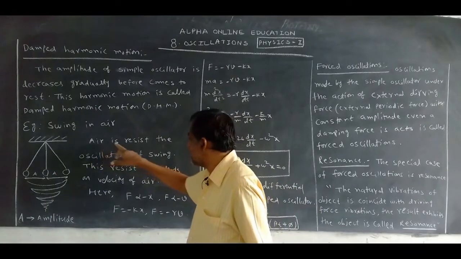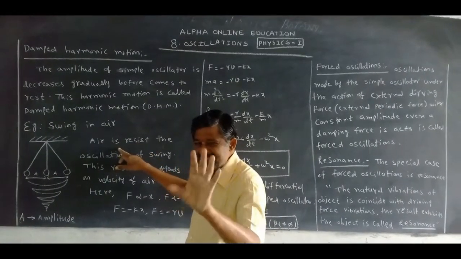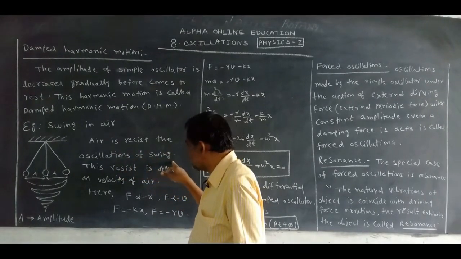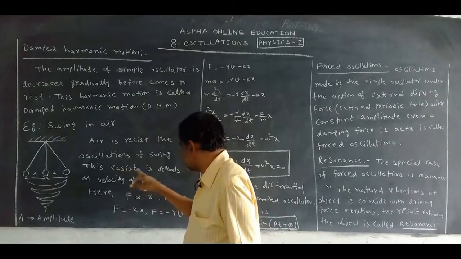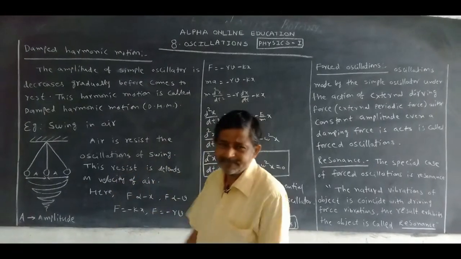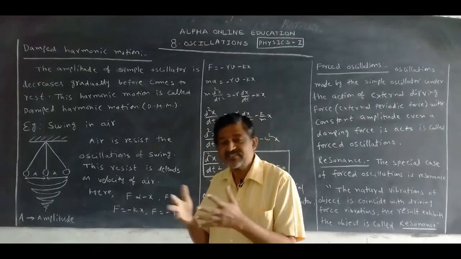Air resists and stops the oscillation of the swing. This resistance depends on the velocity of the air. The more the velocity of the air, the more the resistance.